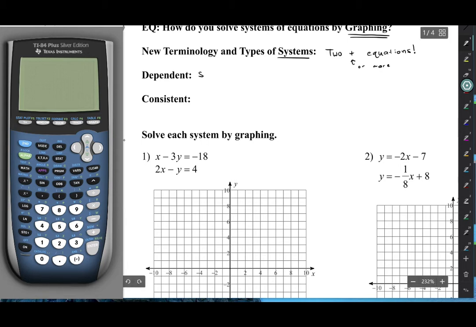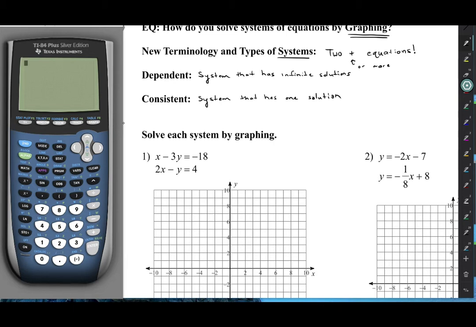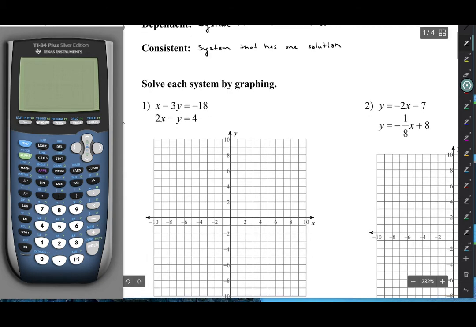For two or more equations, a dependent system is a system that has infinite solutions. We'll see what that looks like. A consistent system is a system that has at least one solution, or a system that has one solution. So dependent systems have infinite solutions, and a consistent system has one solution. Okay, let's get into some practice then.